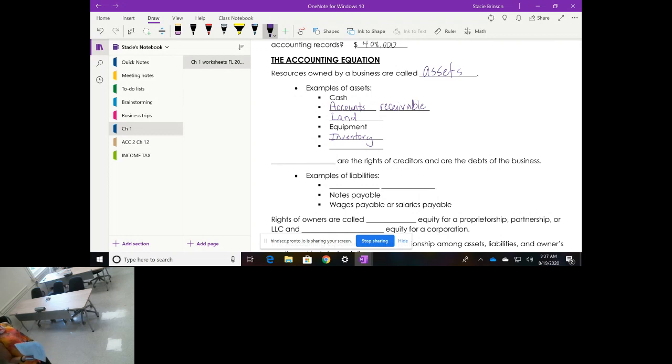Inventory. Inventory is just like if you're a store that sells stuff, sells merchandise, your inventory is the stuff on the shelves that you're selling. Walmart's full of it. So what you're selling, because you know a proprietor can provide services, they can sell stuff. You know, there's more than one type of business, obviously. Okay, and then I put supplies on here.